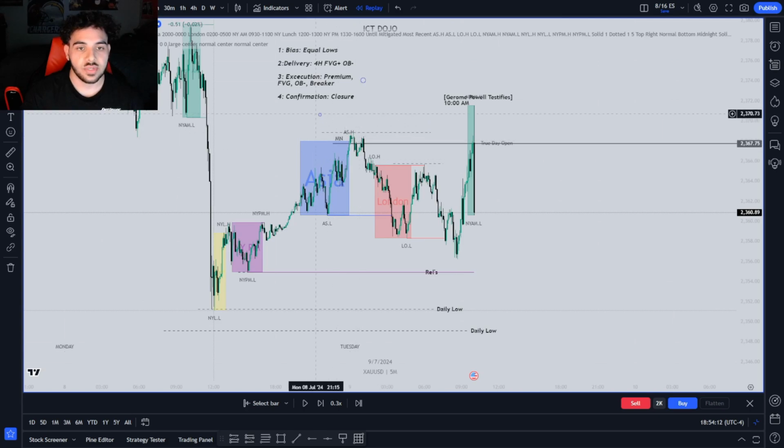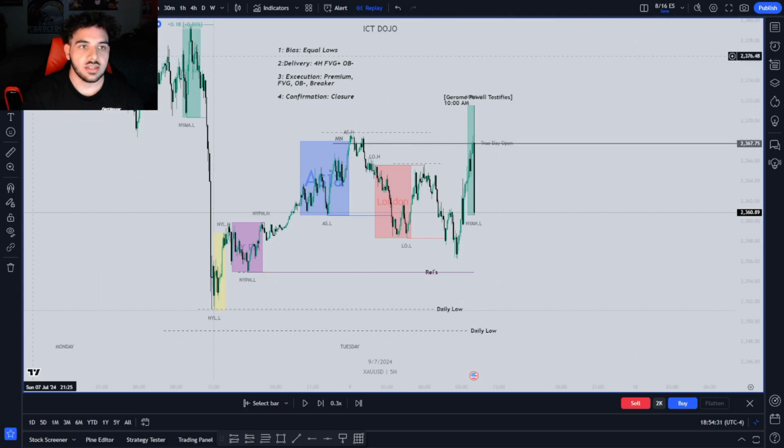Okay, so we swept all of our buy side, and all we have left is this sell side. So we have this low, and then our daily lows, which was our bias. This is what Mark had explained, that we're most likely going to trade to 23.50. Okay, so now we're going to look at what is our delivery, how can we start looking for an entry now.